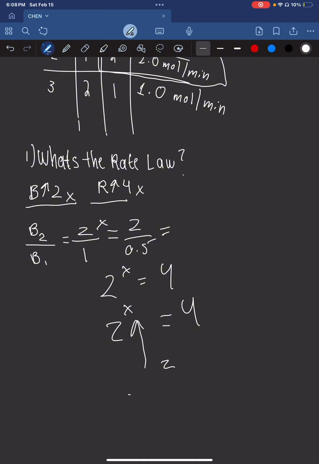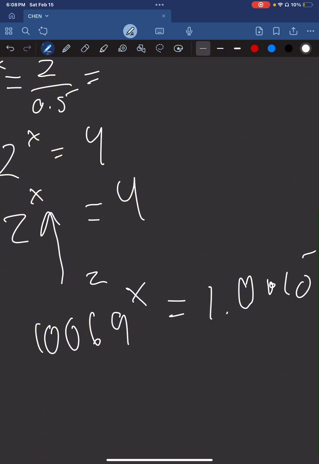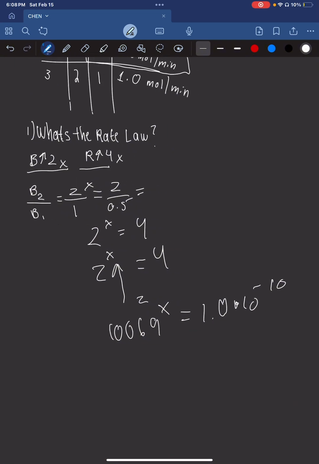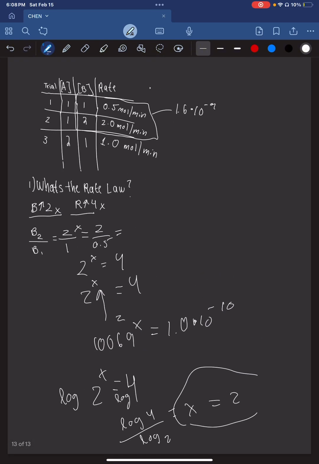But what if this is 1,069,069 and this is x and this is equal to 1.10 times 10 to the negative 10? It's going to be really difficult. So what you are actually supposed to do is find the log. Using the log, you just do log 4 over log 2 is equal to x. It's going to be equal to 2. So yeah, the second order reaction. Good job, guys.